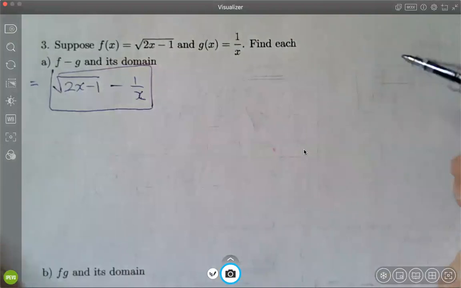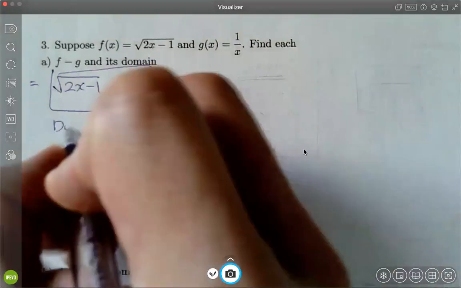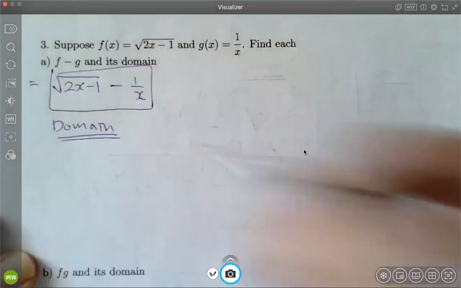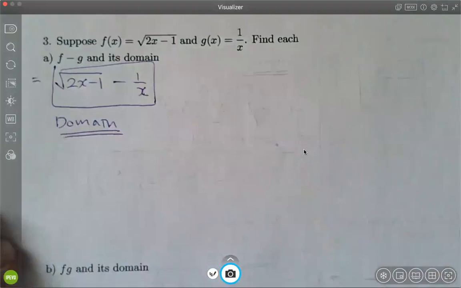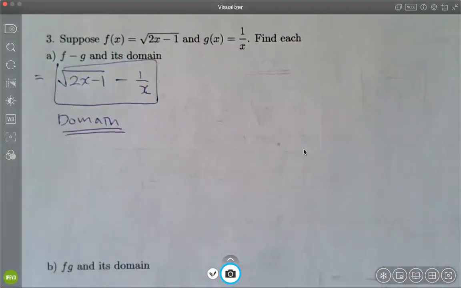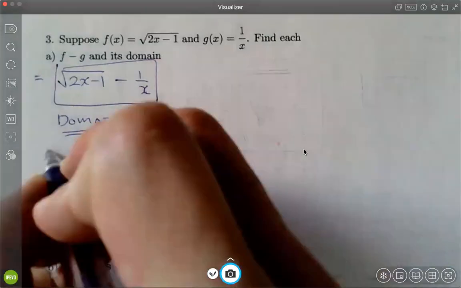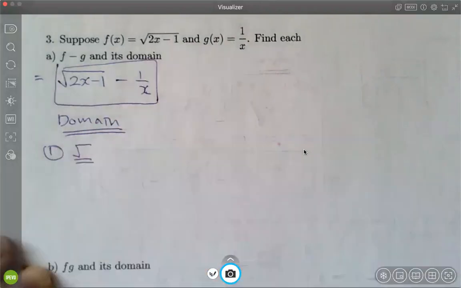So for the difference function, we couldn't simplify. Now, the domain, that is the tricky part here. So here, is the domain everything? No. And what's the reason? Do we have a rational function here? Do we have a square root? Yes, we have both. So what do we have to do? Let's look at each piece separately. Let's look at the square root part.